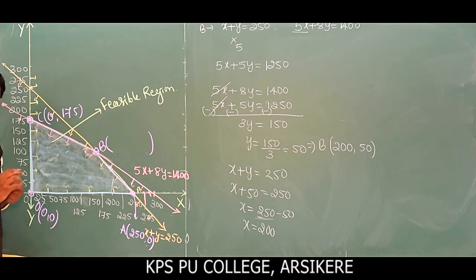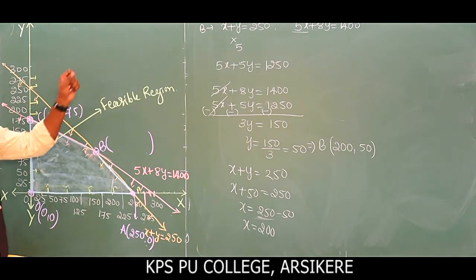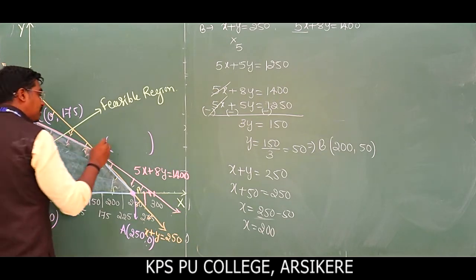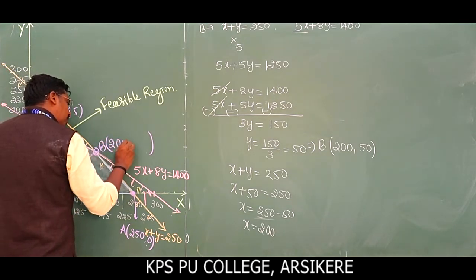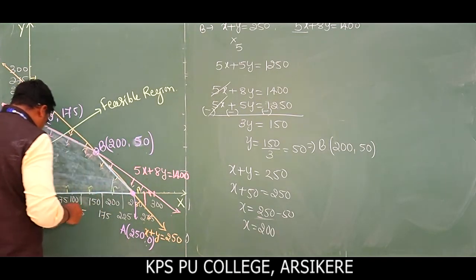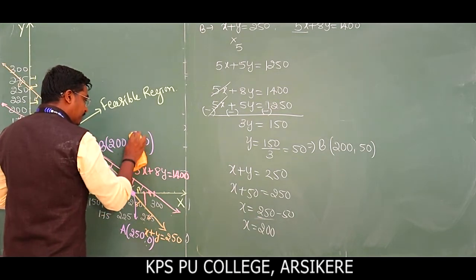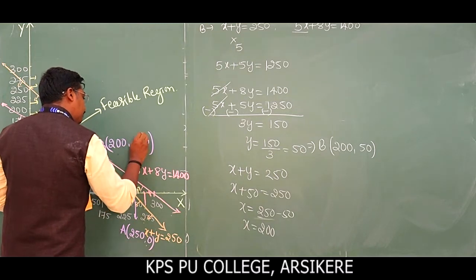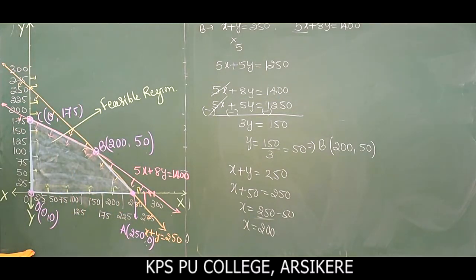Okay, so better to use the scale while drawing the graph of linear inequalities. Clear? Okay. But the point B, then, point B becomes 200 comma 50. 200 comma 50. This is the point B.